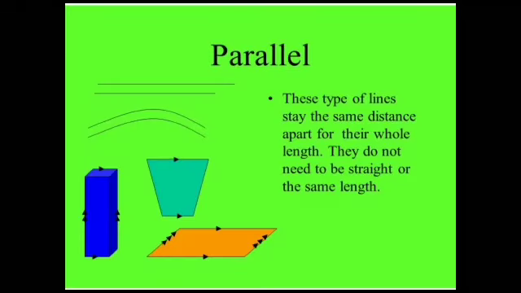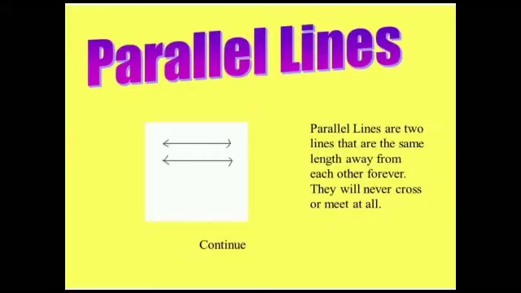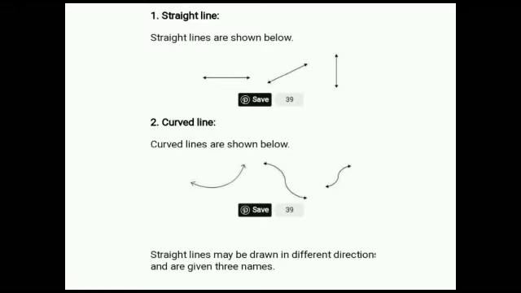Parallel. These types of lines stay the same distance apart for their whole length. They do not need to be straight or the same length. So these are the parallel lines. Parallel lines are two lines that are the same distance away from each other forever. They will never cross or meet at all. So they will not touch the other line also. So these are called the parallel lines.